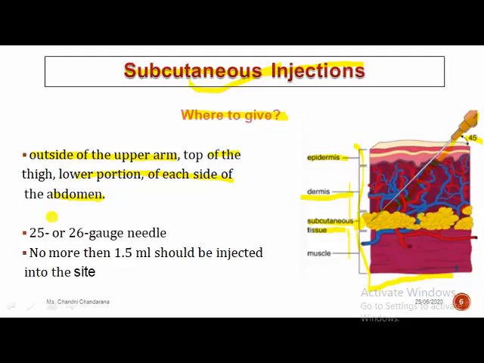Now this is the size of the needle. This kind of preparation has a longer onset of action and a longer duration of action. If we compare with the intravenous route or intramuscular route, subcutaneous injection has a longer duration of action, and there is one limit. This kind of injection has a limit of 1.5 ml, meaning no more than 1.5 ml should be injected into the site.